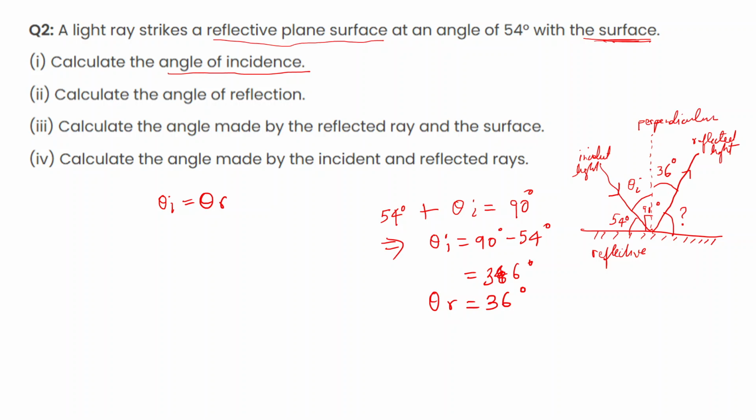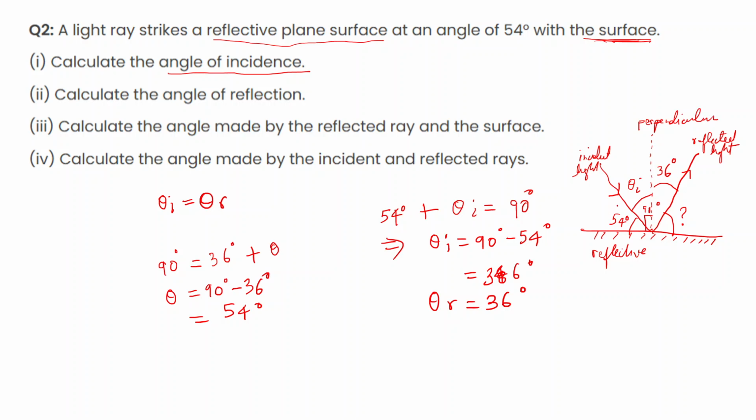So there are two ways to tell. Again, this imaginary line which is perpendicular to the surface, we can use the same rule. It is 90 degree and one part of this angle is 36 degree. The remaining we need to find out. Let's call it theta. Then this theta will be 90 degree minus 36 degree, which will be equal to 54 degree.